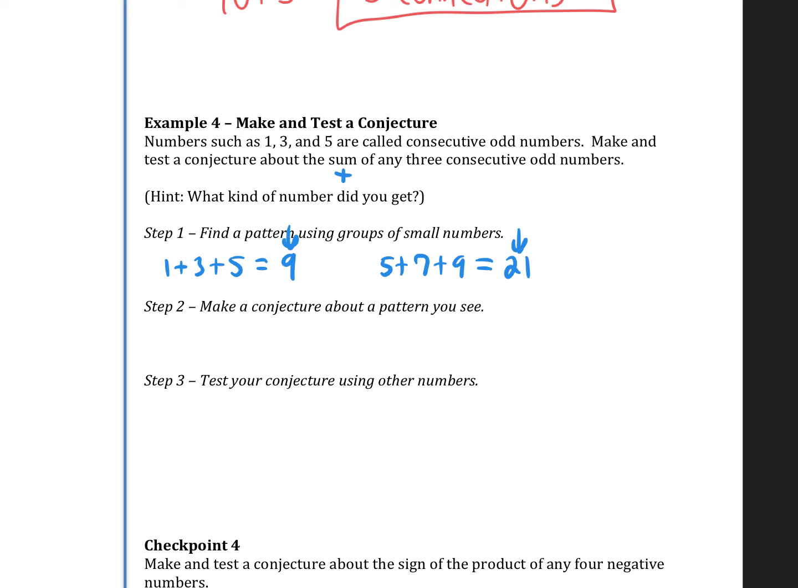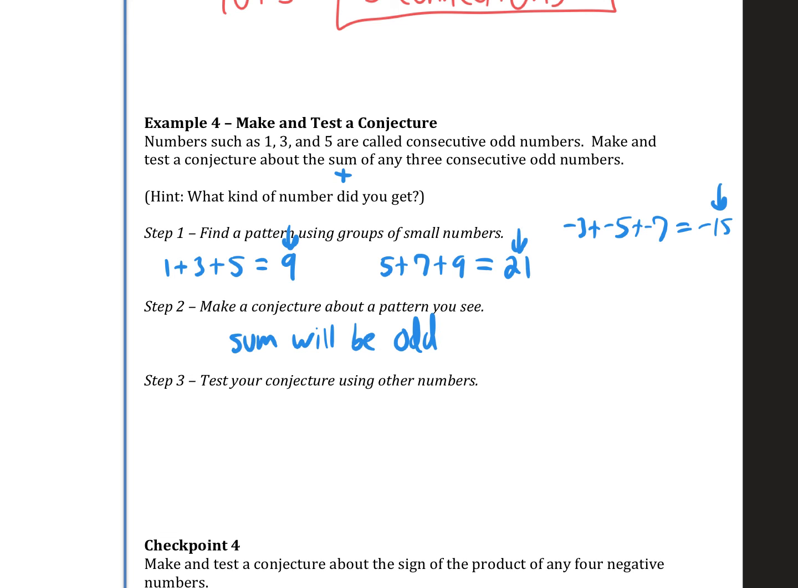Let's do some negative numbers now. Let's do negative 3 plus negative 5 plus negative 7. These are also consecutive odd numbers. That's negative 15, okay? That's not positive anymore, but it's also odd. You can see it's still an odd number, right? So what's the rule we're going to come up with here? Well, what I think it's going to be is the sum will be odd. The sum will be odd, okay?